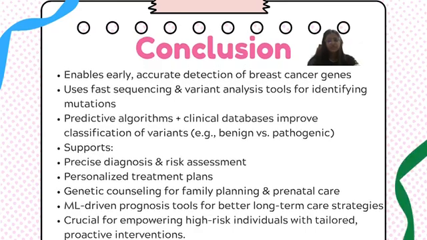In conclusion, bioinformatics is a game changer when it comes to detecting breast cancer genes, making it faster, earlier, and far more accurate. Thanks to high-speed sequencing and smart prediction tools, we can now spot genetic variants with more confidence. This means better diagnosis, clearer risk assessments, more personalized treatments, and well-informed genetic counseling. It also helps guide decisions for future pregnancies and long-term plans.